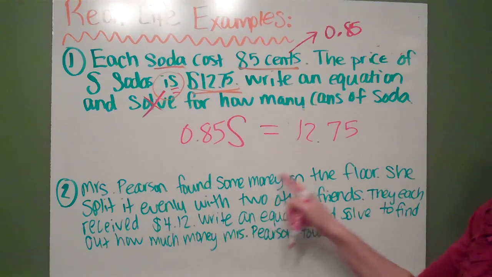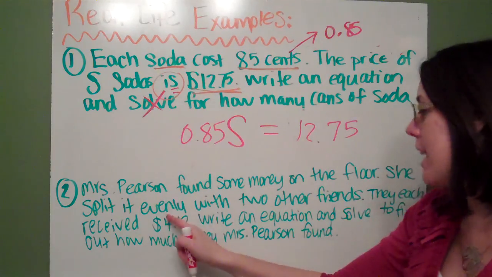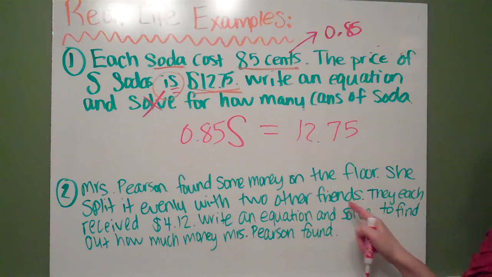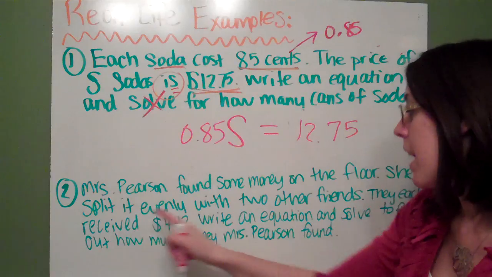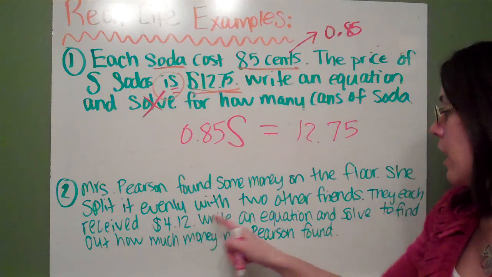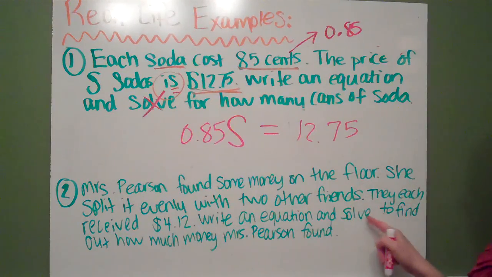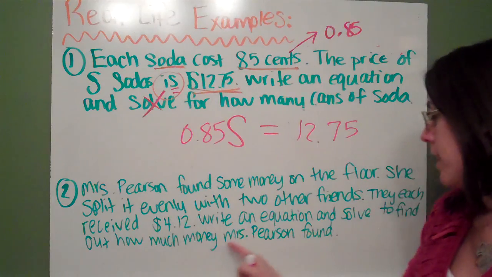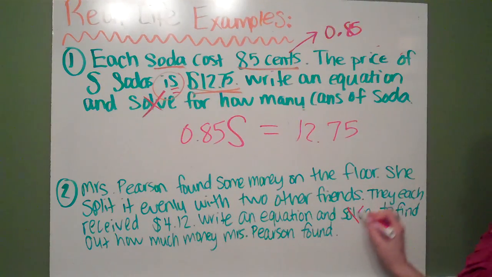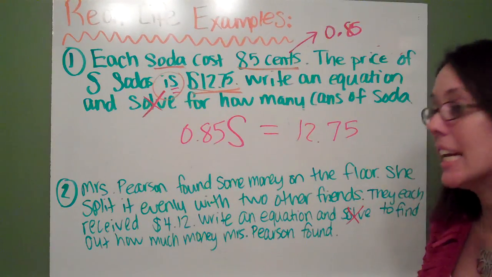Example 2. Mrs. Pearson found some money on the floor. She split it evenly with 2 other friends. They each received $4.12. Write an equation and solve to find out how much money Mrs. Pearson found. Again, we're not going to solve for time's sake. We're just going to set it up.